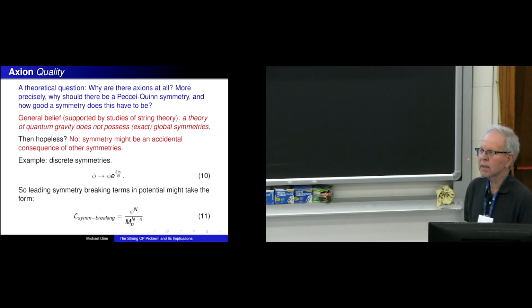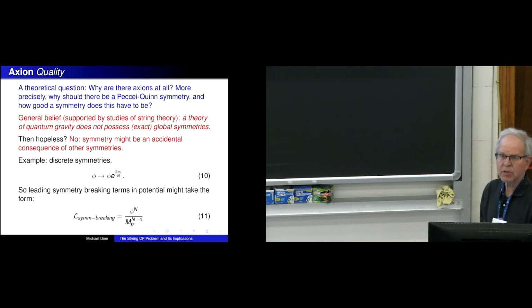So I want to talk a little bit about the question of axion quality. So this is a theoretical question. Why are there axions at all? More precisely, why should there be a Peccei-Quinn symmetry, and how good a symmetry does this have to be? So there's a general belief, supported by studies of string theory, that a theory of quantum gravity does not possess exact global symmetries. So why is this thing there?